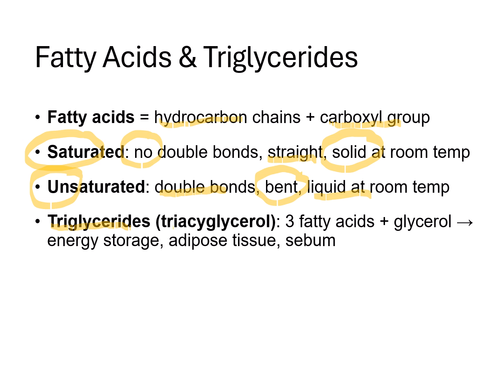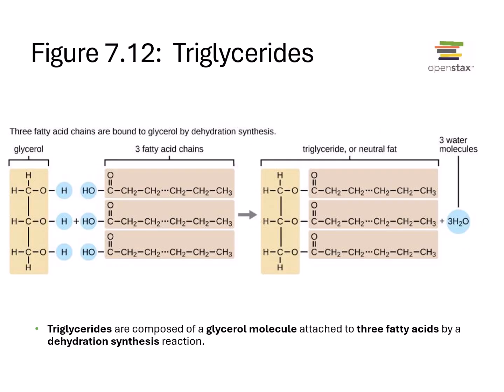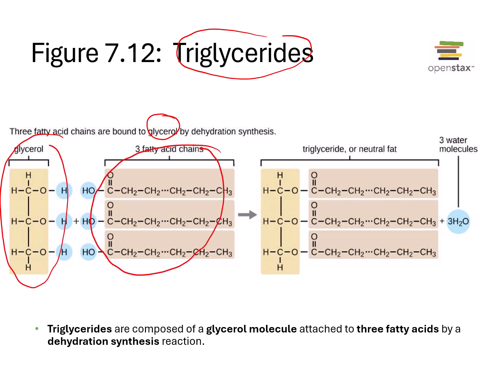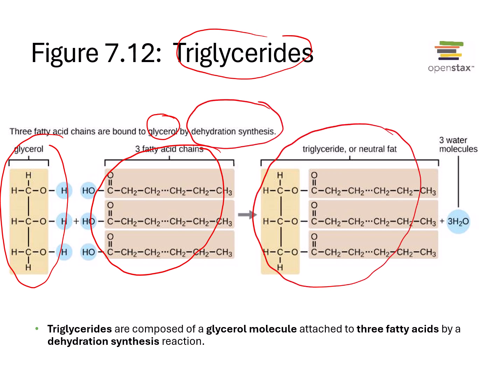Triglycerides, also known as triacylglycerols, are composed of 3 fatty acids linked to a glycerol molecule, and these are the main form of energy storage in adipose tissue, and they also make up sebum. We see the formation of triglycerides here. There is a glycerol molecule on the left, 3 fatty acid tails on the right, and when they're put together through the reaction dehydration synthesis, we form the triglyceride and 3 water molecules.